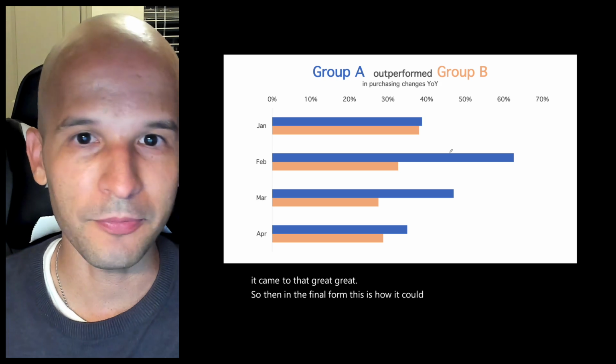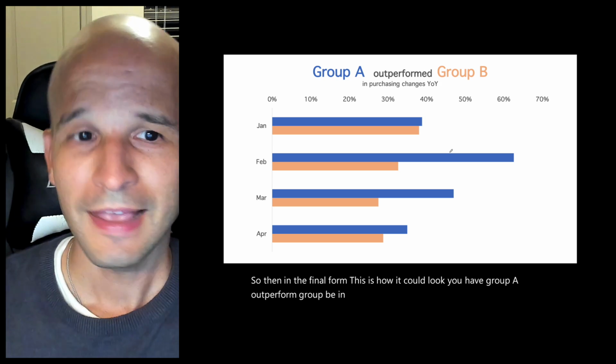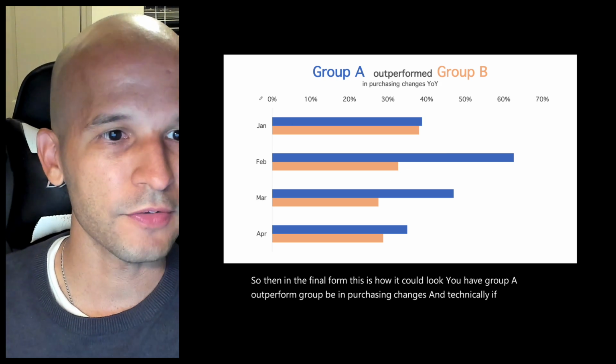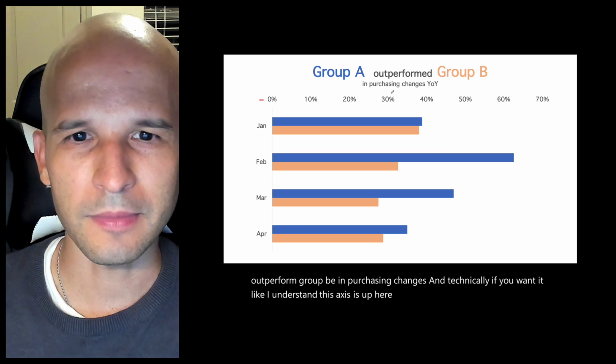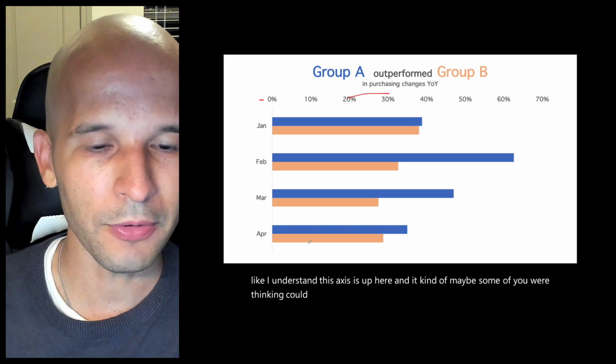You have Group A outperform Group B in purchasing changes. And technically, if you wanted, I understand this axis is up here and maybe some of you are thinking, could this be moved down south? Yeah, absolutely.